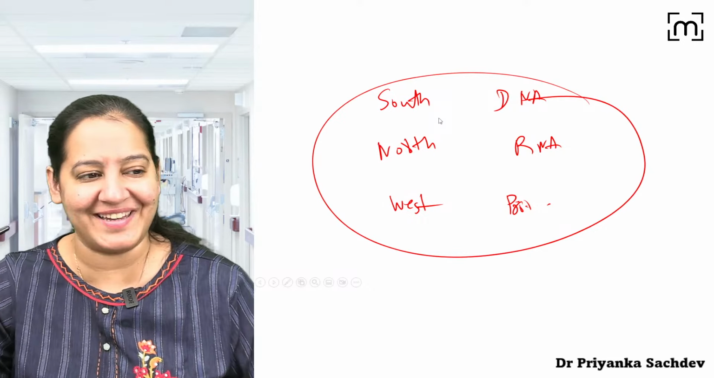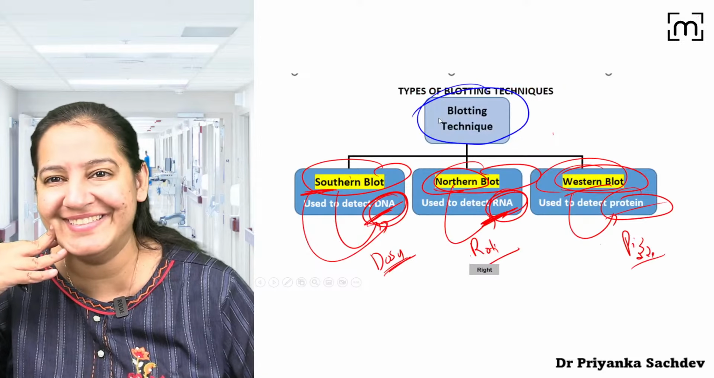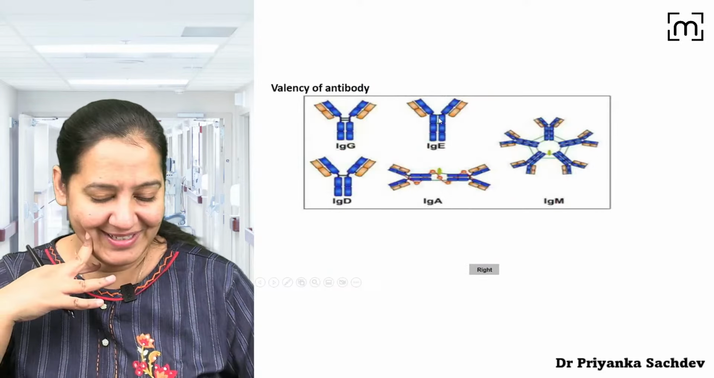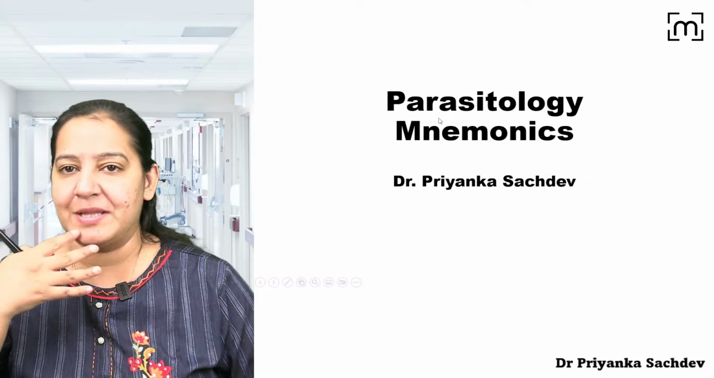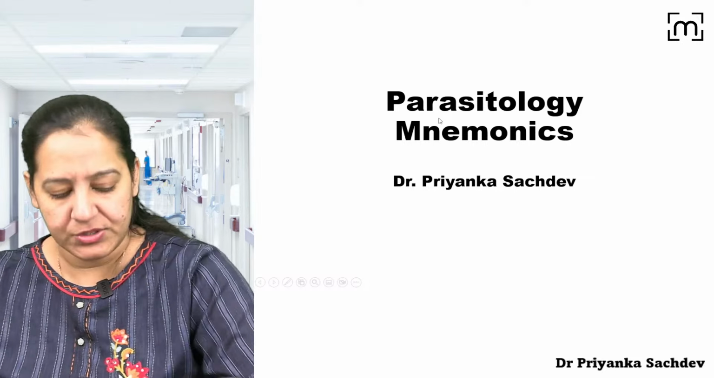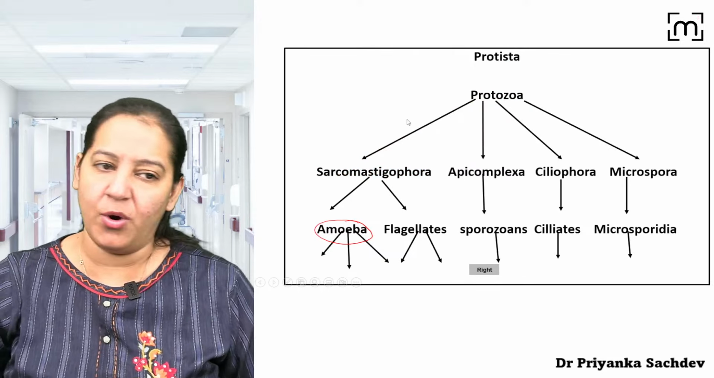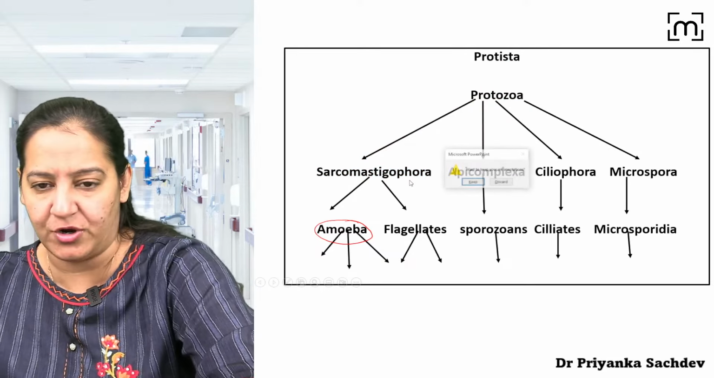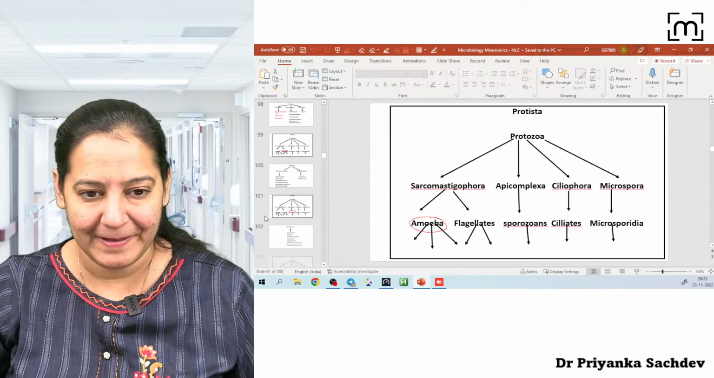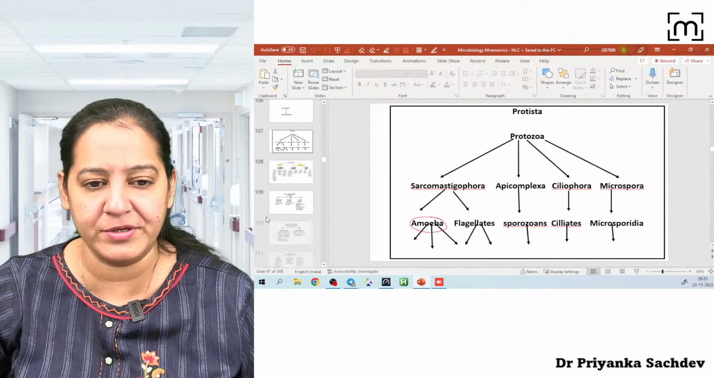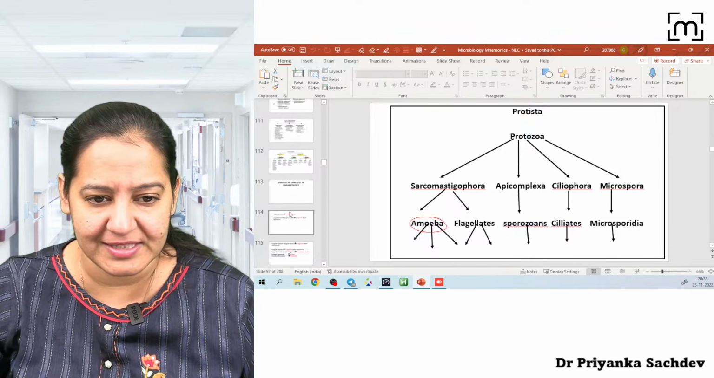The 3 types of the blotting technique used for detecting what? Yes, we can move ahead. Okay, I'm skipping this portion. Now let me give you a few mnemonics on the parasitology. I'm skipping the classification; I guess you already know the classification of entire parasitology. If I give you the classification also, it will take time. You revise classification, but it's very important. You cannot skip the classification.